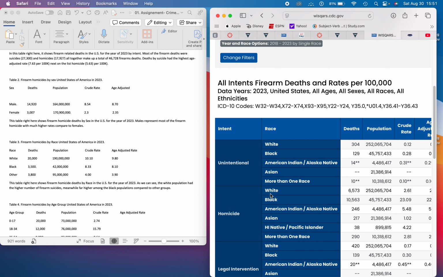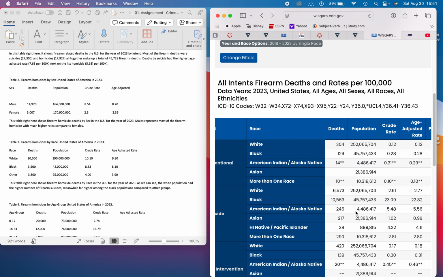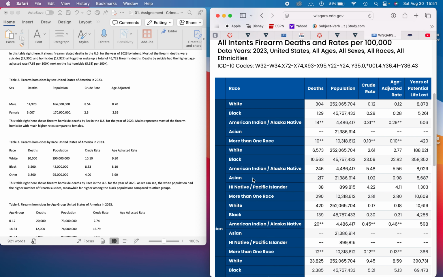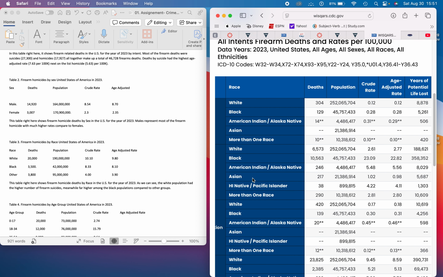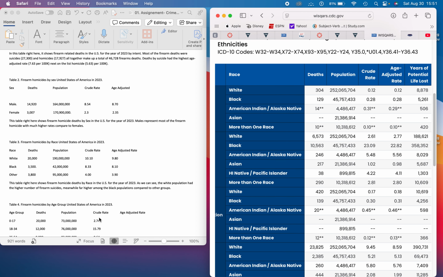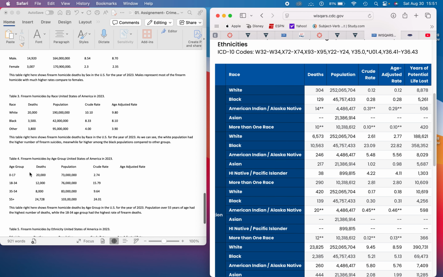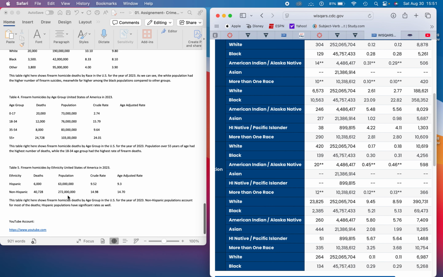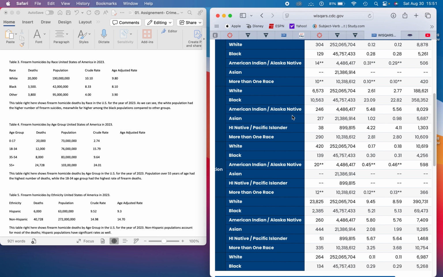Got the whites. We got the blacks, and this is where I find all the information. And then we got the other, and I did the same thing for age group and firearms. All I gotta do is edit the filter, and I did the same thing for ethnicity. Then again, it's all in the filter. And this is the conclusion of the presentation.